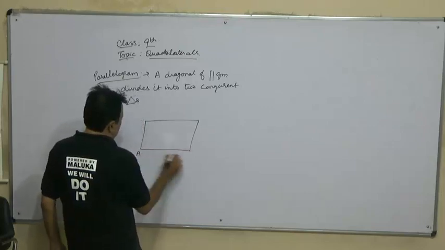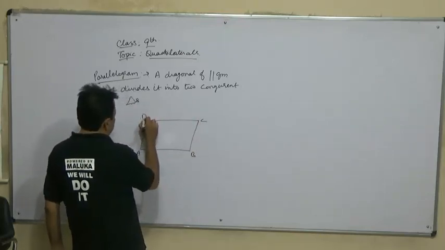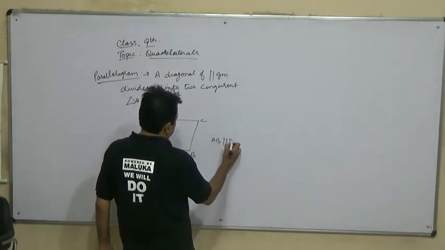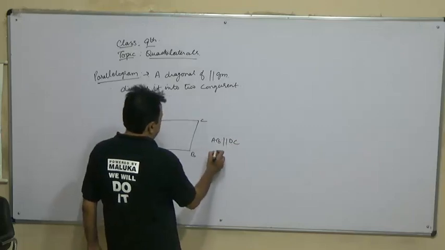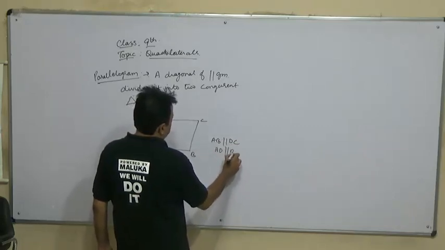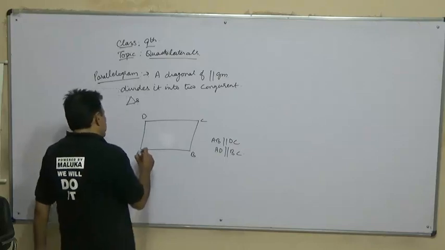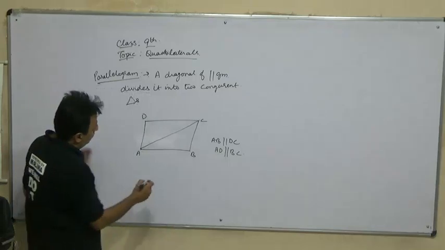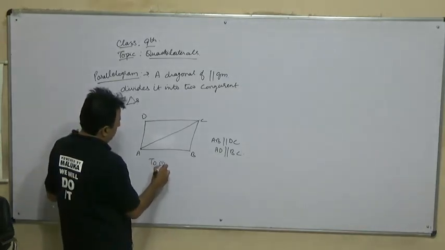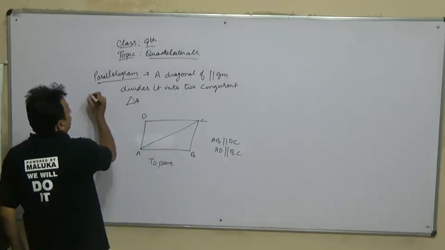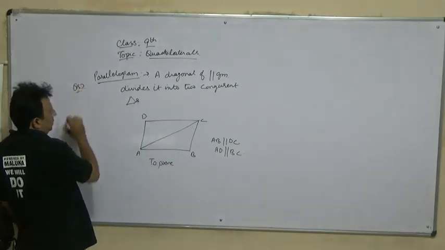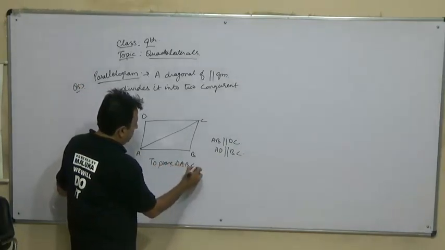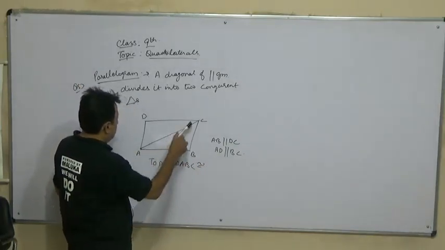This is given: ABCD is a parallelogram in which AB is parallel to DC and AD is parallel to BC. Now we draw a diagonal AC here, and what we have to prove? To prove: triangle ABC is congruent to triangle CDA.